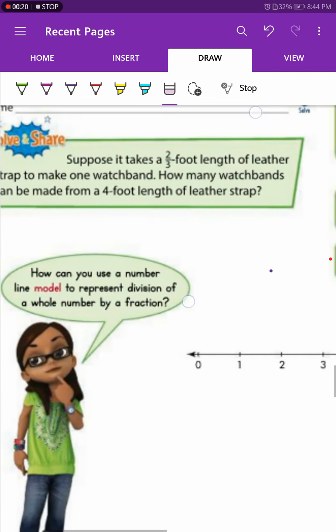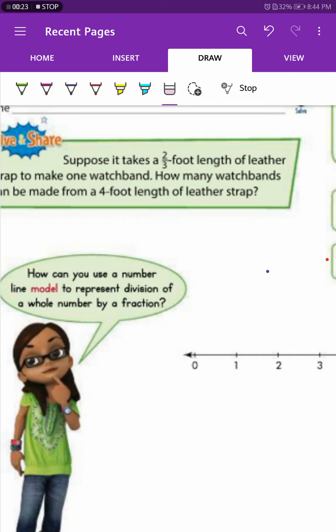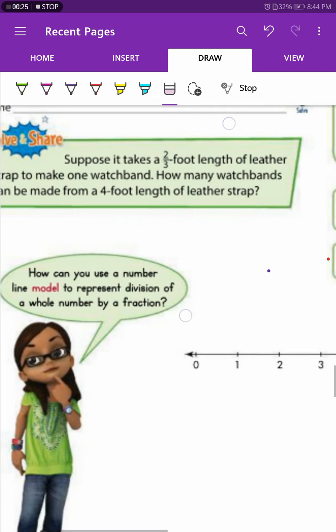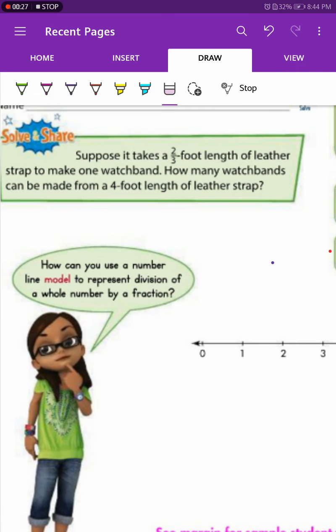Suppose it takes a 2/3 foot length of leather strap to make one watch band. How many watch bands can be made from a 4 foot length of leather strap?